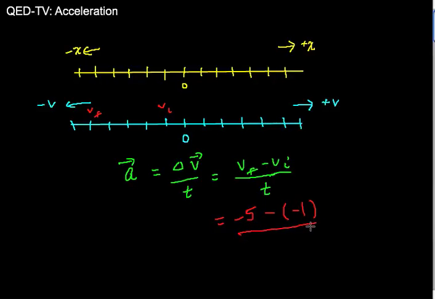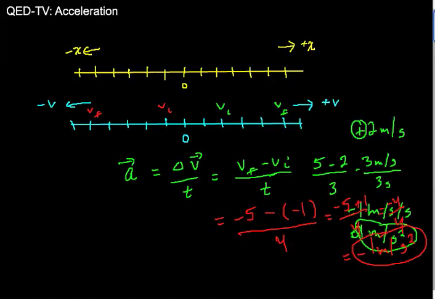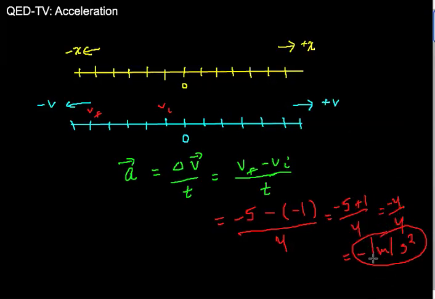So I'm going to divide that by 4 seconds. I'm going to have it be 4 seconds to make my math come out nice and easy. So I have negative 5 plus 1 divided by 4, which gives me negative 4 over 4, which equals negative 1 meter per second. Sorry, negative 1 meter per second squared. I better check. Yes, I did. Okay, so I have an acceleration of negative 1 meter per second for every single second.